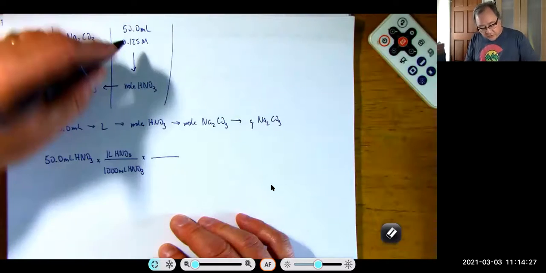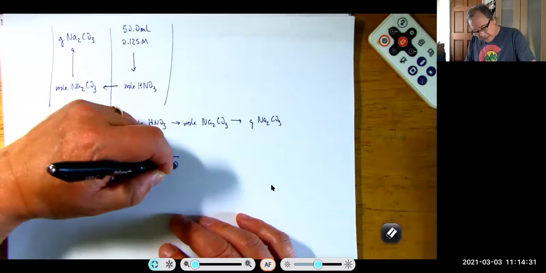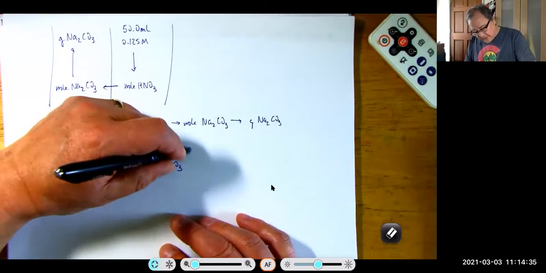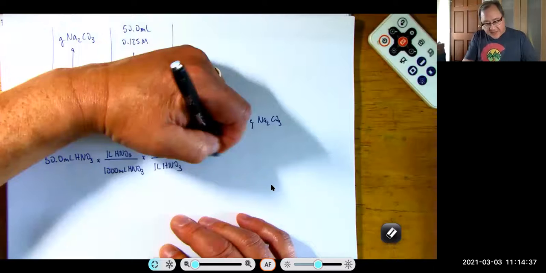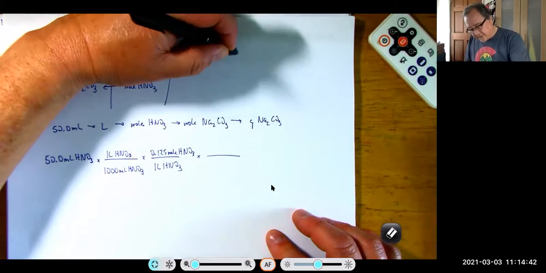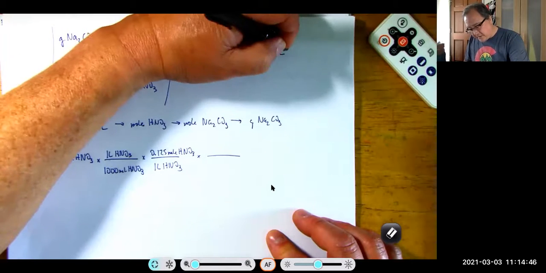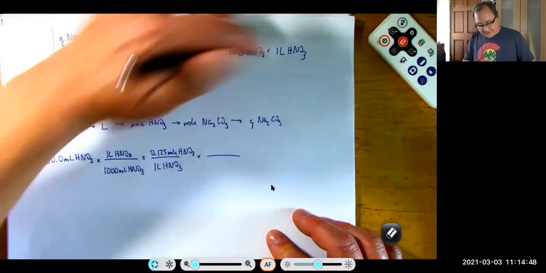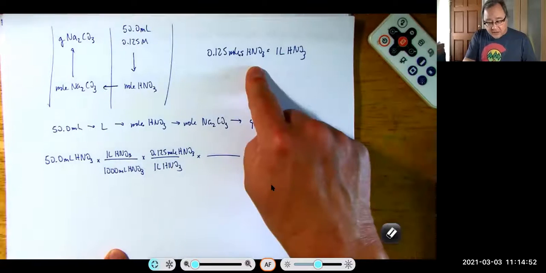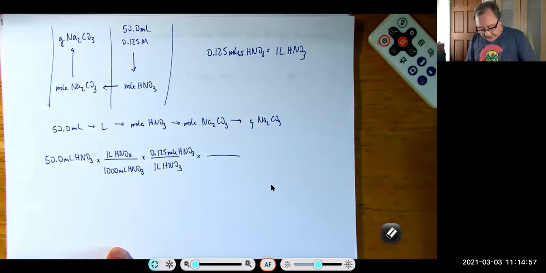here the 0.125 would be 1 liter of HNO3 and 0.125 moles of HNO3. And you'll notice I did not write this out as follows before doing this, because I've gotten a little bit comfortable knowing what that means. So I went from here to here directly. But if you're still not comfortable with what this means, then by all means, write it out. It's not cheating.